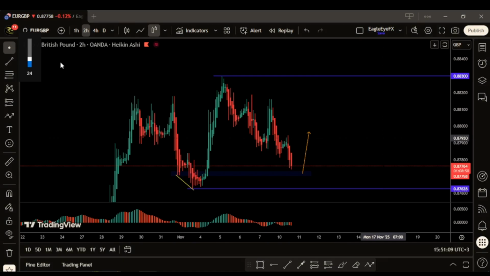The first one was this Euro GBP. You can see where I was looking for my entry, in this zone over here. Then you can see we had our lower lows, or our break of structure, then our change of character over here. Once the market comes to tap this level, we are looking for entries to the upside. If you zoom this in, you actually see our divergence here.